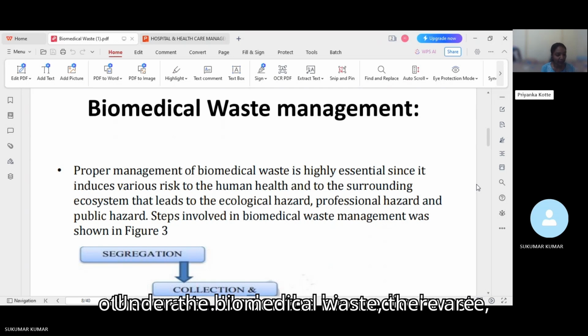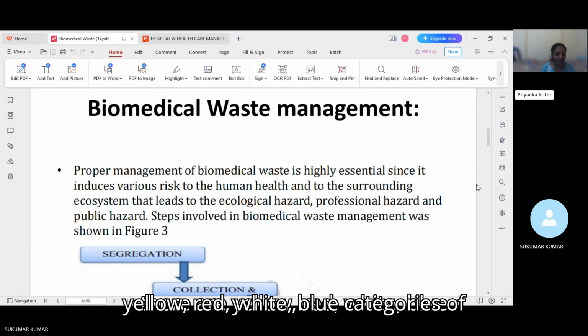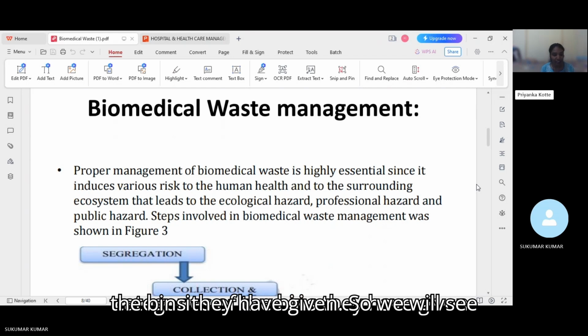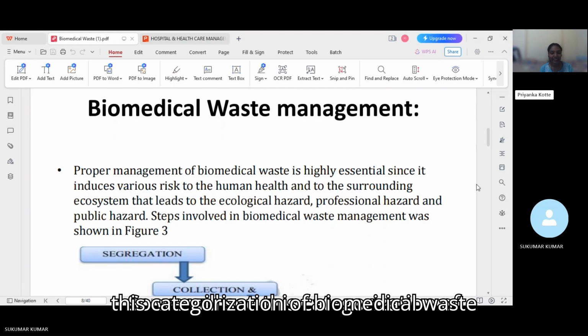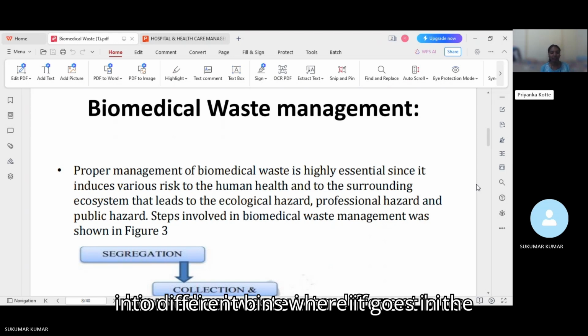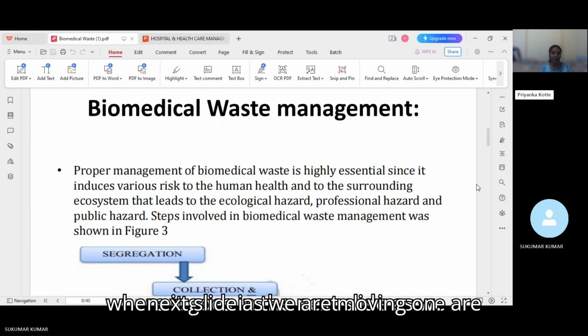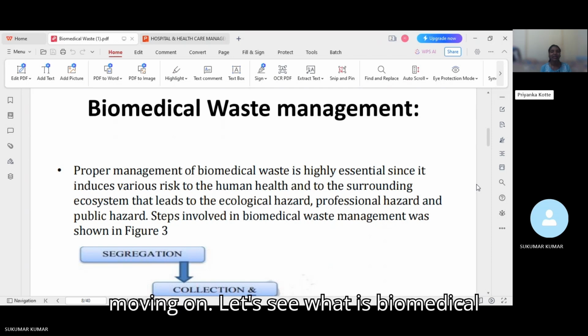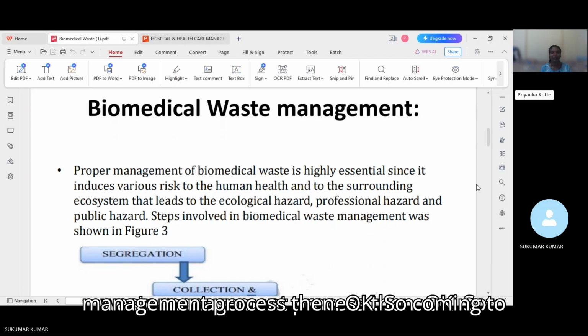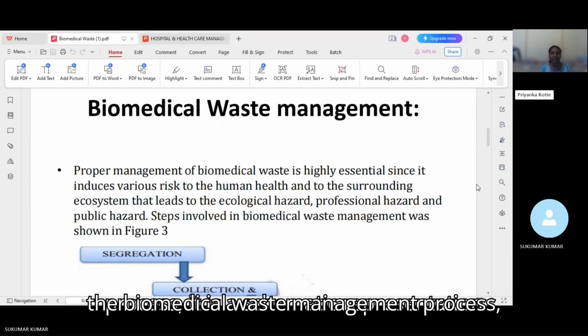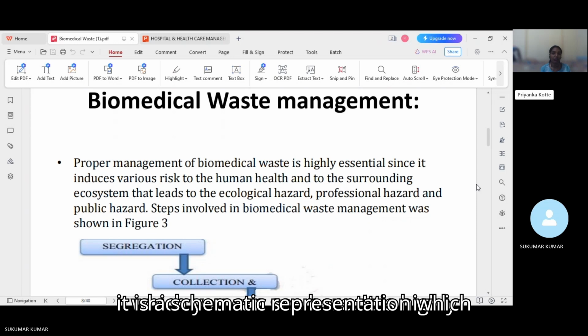Under the biomedical waste, there are yellow, red, white, blue categories of the bins they have given. So we will see this categorization of biomedical waste into different bins, where it goes, in the next slide as we are moving on. Let's see what the biomedical waste management process is then. Coming to the biomedical waste management process, it is a schematic representation which you can see here.